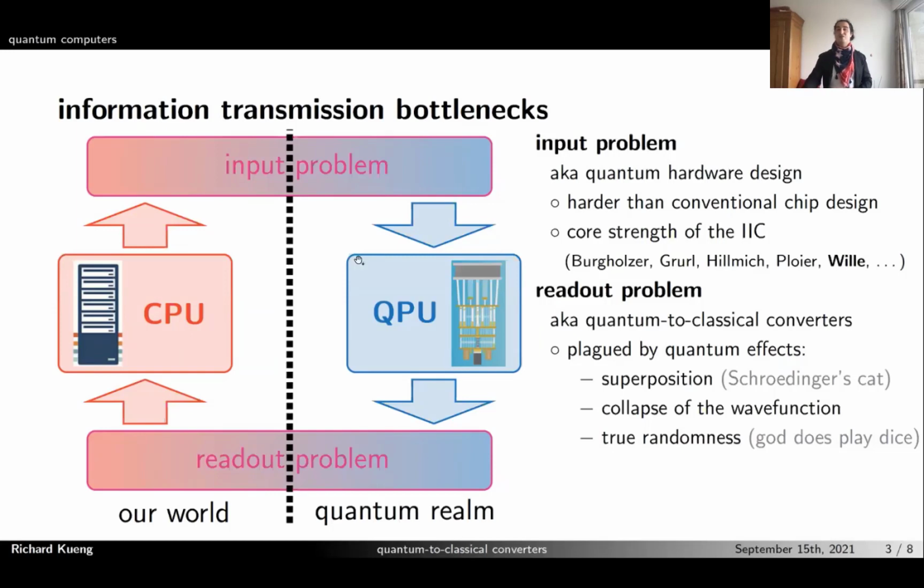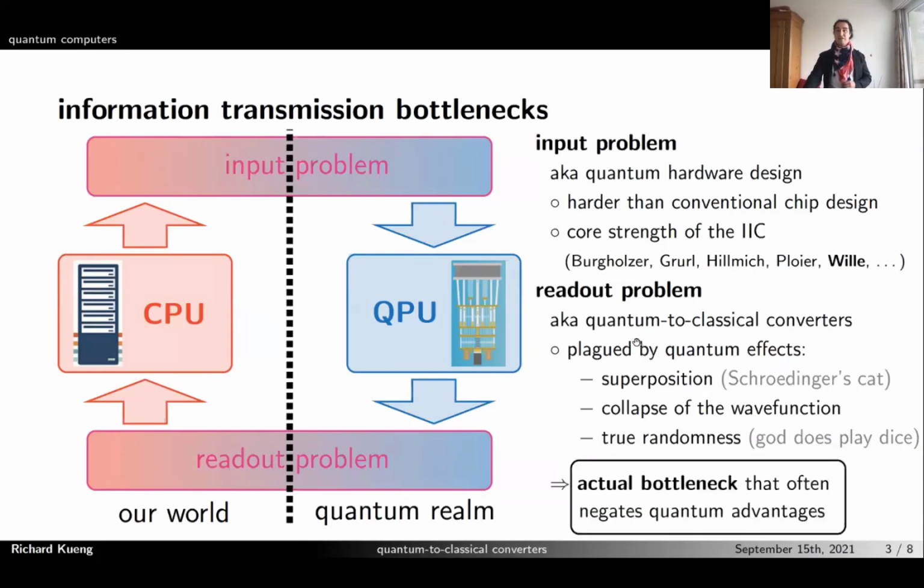It turns out that this readout problem is plagued by several quantum mechanical effects that you might have heard about. For example, the Schrödinger's cat phenomenon, the collapse of the wave function, or the observation that in quantum mechanics, God actually plays dice. And it turns out that these quantum mechanical effects all conspire to make the readout problem surprisingly challenging.